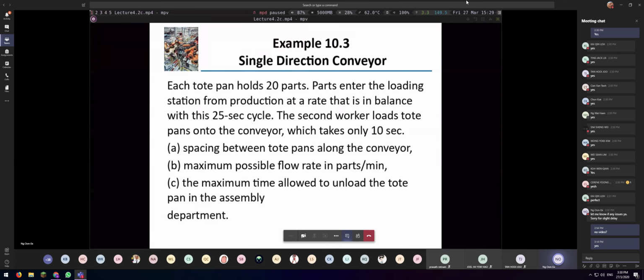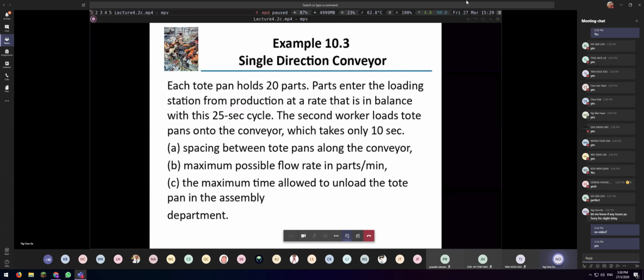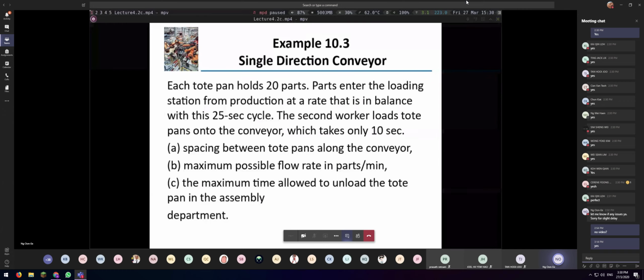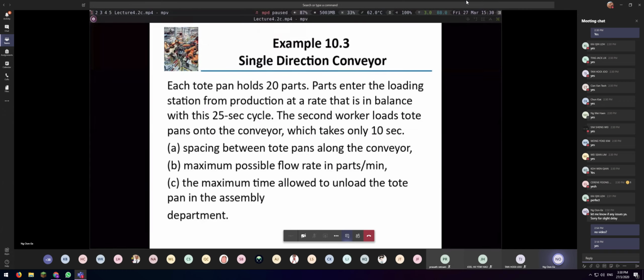The second worker loads tote pans on the conveyor. This takes 10 seconds. So with all of this, what's the spacing between your tote pans along the conveyor, the SC that we were talking about earlier? What's the maximum possible flow rate and the maximum time allowed for unloading?